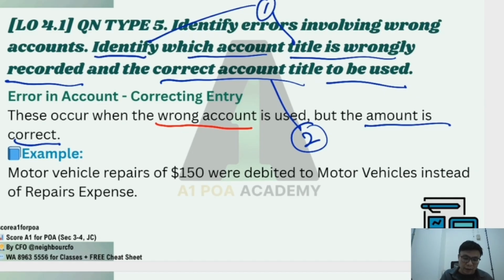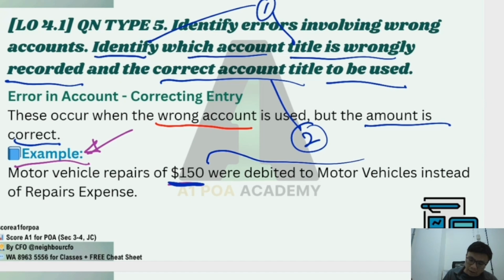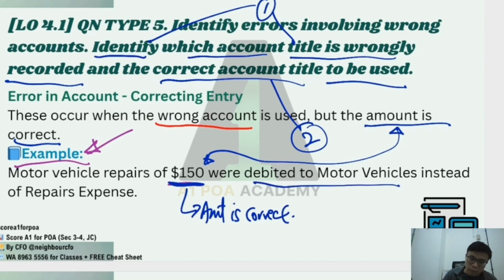So let us now dive in and look at this specific example over here. In this example, it is stated that the motor vehicle repair of $150 were debited to motor vehicle instead of repair expenses. You can see that the amount is correct, but debited to motor vehicle instead of debiting to repair expenses.